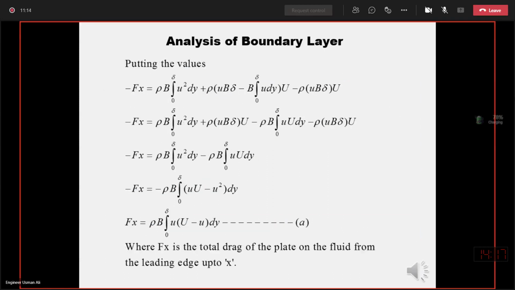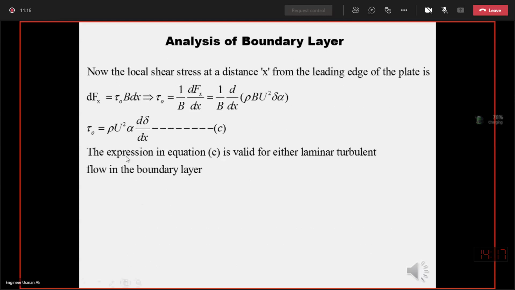Then further we continued with the derivation, and finally we got this equation: the shearing stress, valid for both laminar and turbulent flow, is rho u square alpha d del over dx. Rho is density, u is the undisturbed velocity of the fluid, alpha is the coefficient of velocity distribution, a function of the velocity distribution within the boundary layer. Del is the thickness of the boundary layer, and dx is the distance along the plate, the length of the plate.